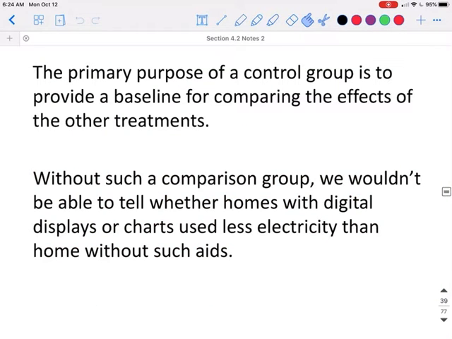The primary purpose of a control group is to provide a baseline for comparing the effects of the other treatments. Without such a comparison group, we wouldn't be able to tell whether homes with digital displays or charts use any less energy than homes without such aids.